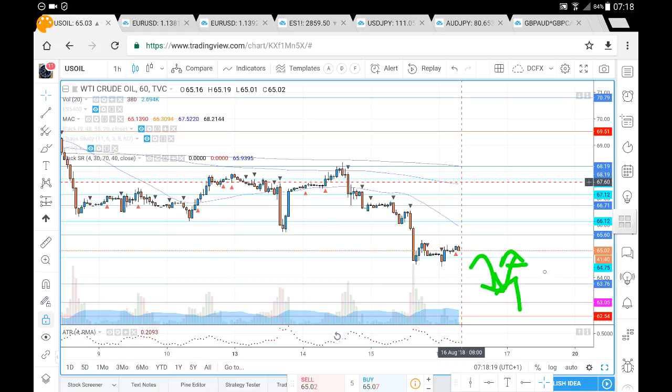If we do fail to hold support in around 63.76, we'll be then looking for price head down towards that 63.05. Successful break from which we'll then look for price head down towards that 62.54 here on the US oil.